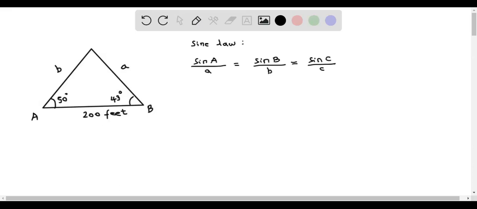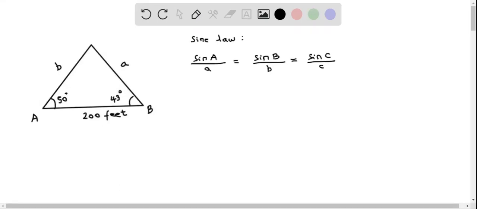Let's solve this triangle for the sides A and B. First, I'm going to label this vertex as C, which means this angle is C, and the side opposite to this angle C is the side C, which is denoted by the lowercase c. So I'm going to use the sine law to determine the values of A and B.